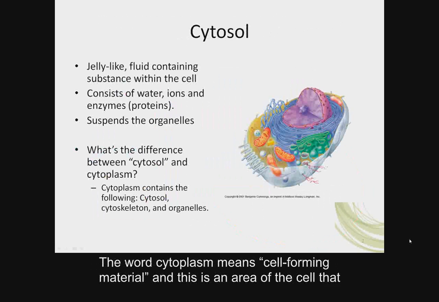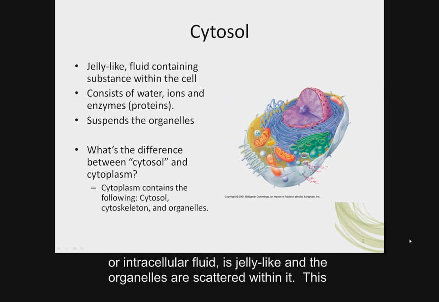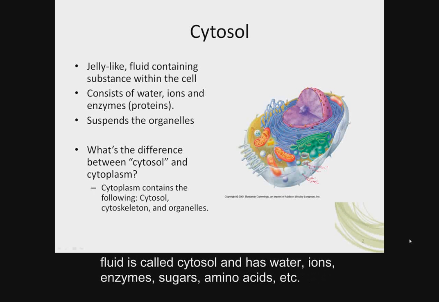The word cytoplasm means cell-forming material, and this is an area of the cell that is internal to the cell membrane but external to the nucleus. The fluid substance, or intracellular fluid, is jelly-like, and the organelles are scattered within it. This fluid is called cytosol and has water, ions, enzymes, sugars, amino acids, etc.